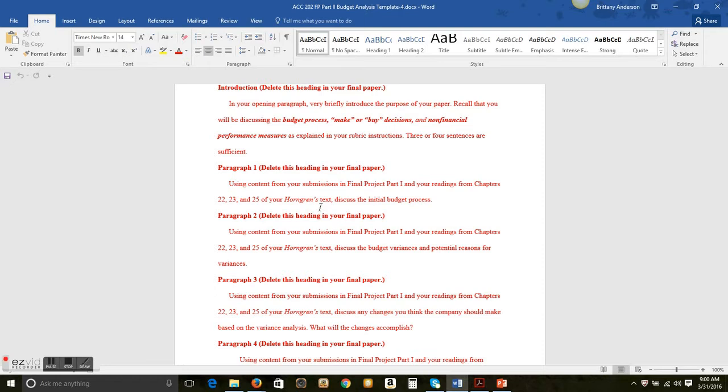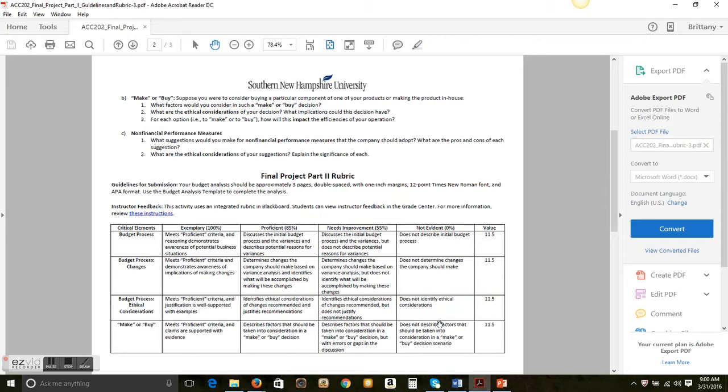And then paragraph 3, we're going to then talk about changes you think the company should make based on those variances, and what will those changes accomplish. So now that we know what paragraphs 1, 2, and 3 want us to talk about, we need to review our rubric to make sure that we are covering everything that we need to. So in the budget process, we need to make sure that we are discussing the initial budget process and the variances and the potential reasons. To get to exemplary, we want to make sure that we have potential business situations included.